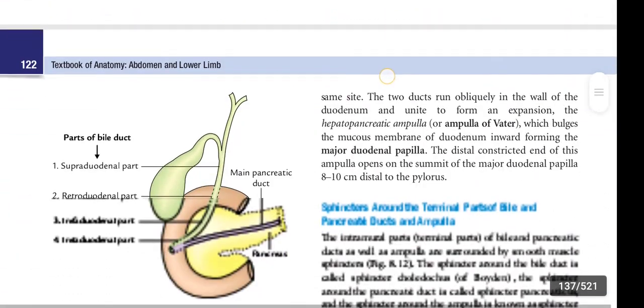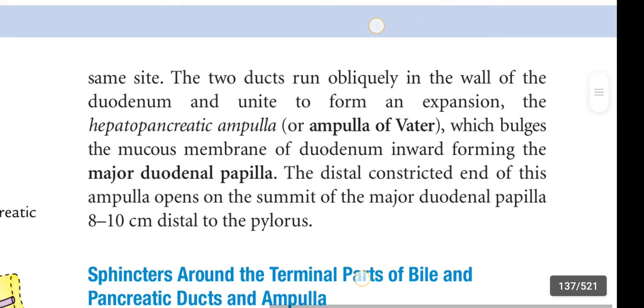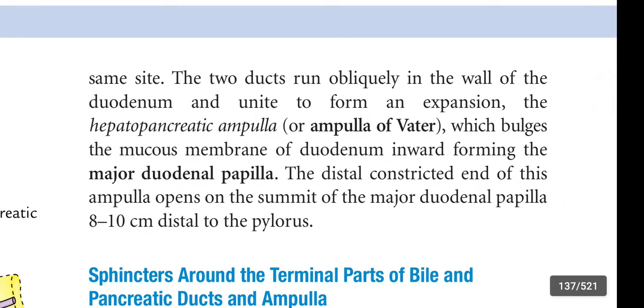Read once again that point, so that it is easy for you to understand. The two ducts run obliquely in the wall of the duodenum and unite to form an expansion, the hepatopancreatic ampulla of Vater, which bulges the mucous membrane of the duodenum inward and forms the major duodenal papilla. The distal constricted end of this ampulla opens on the summit of the major duodenal papilla, 8 to 10 centimeters distal to the pylorus.